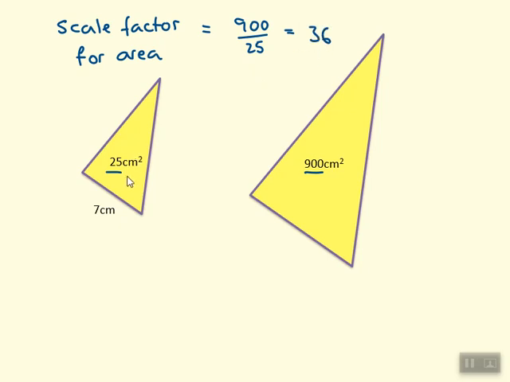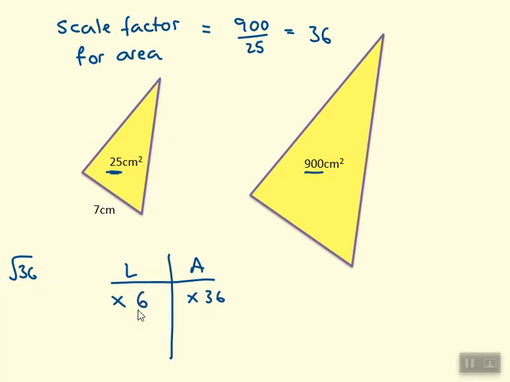So the area was multiplied by 36. So if I go to that little table, this is the length, this is the area. The area is multiplied by 36. So the length must be multiplied by the square root of 36, so that would be 6.